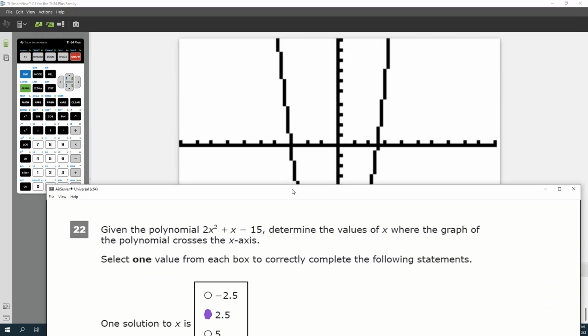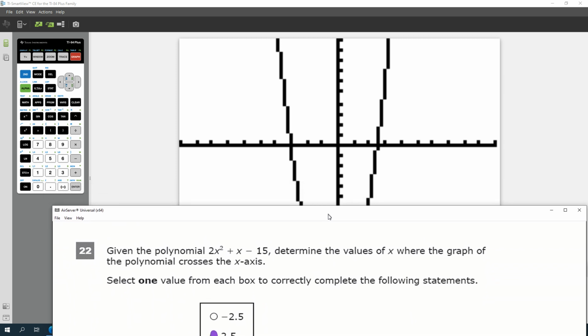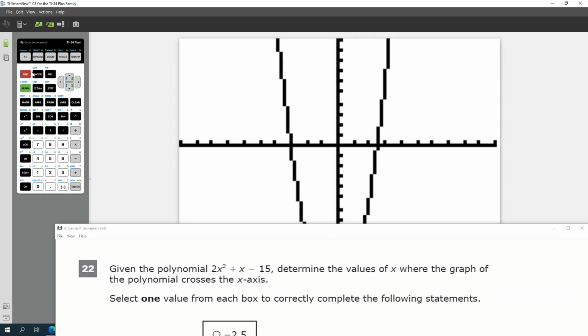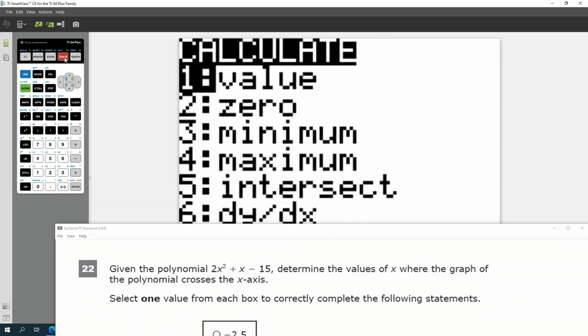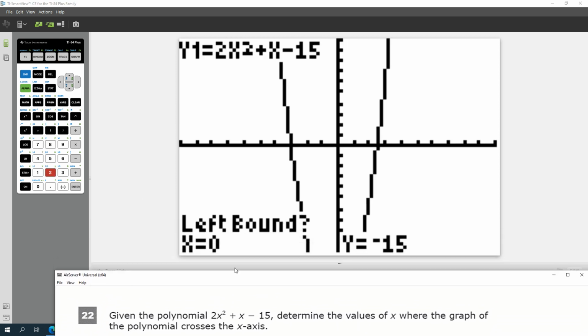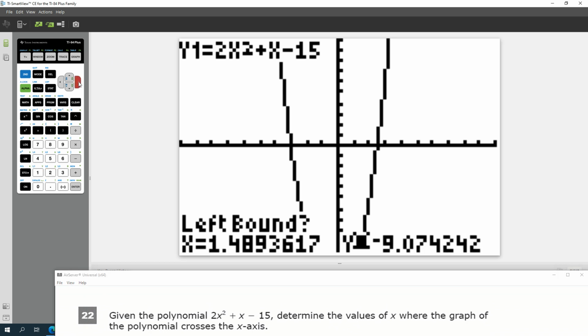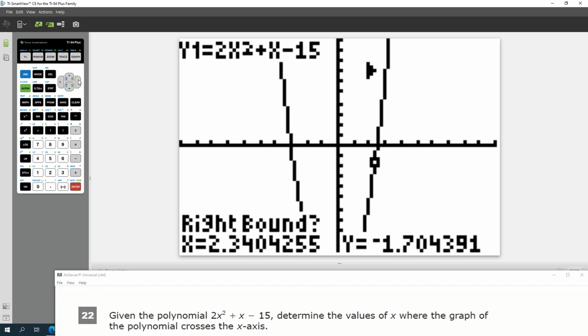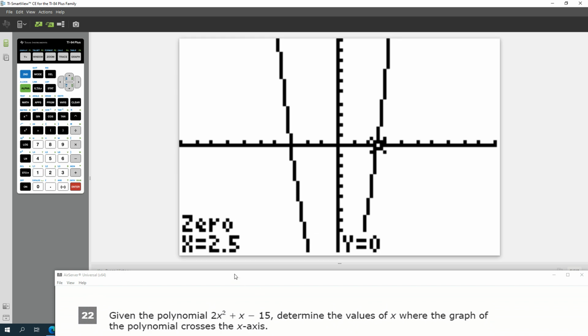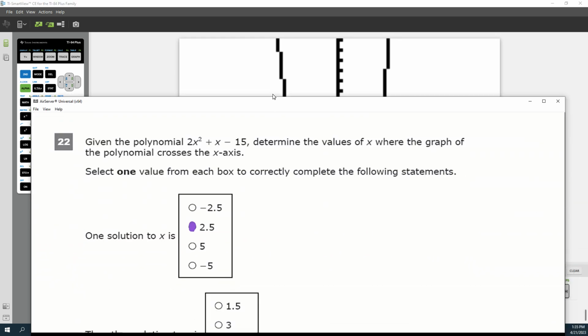Now, if you're unsure, that is 2.5. You can pretty much tell that that's -3. You can calculate a zero. So just a reminder, to calculate a zero, it's second, trace, and then number 2. And then you get a little flashing cursor. Right now, it's down at -15. So I'm going to hit the right arrow and move closer to it, but I'm going to stay on the left side of it. I'm going to hit enter and then hit the right arrow, cross over the x-axis, and enter 2 more times. And yeah, that's definitely 2.5.